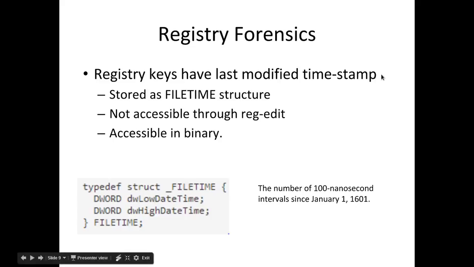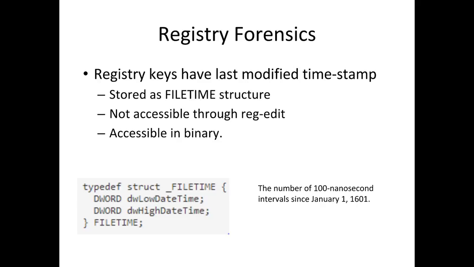Now, with the information we're able to extract from the registry, registry keys actually have a last modified timestamp, and this is stored in the structure which is shown here. It isn't accessible through regedit. It is accessible through the binary files that you're extracting, through the hive files that you're extracting. And the dates, of course, we're not using Unix epoch time, we're using the number of 100 nanosecond intervals since January the 1st, 1601.